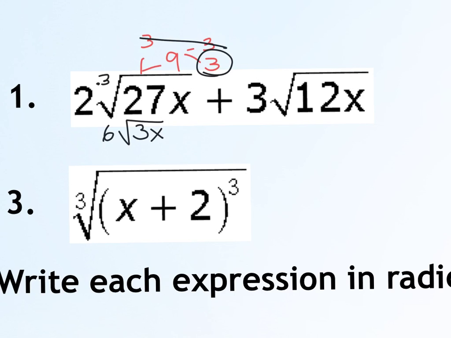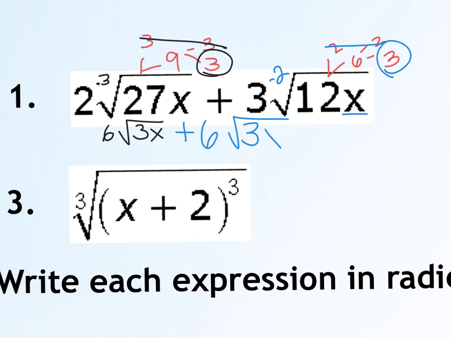Good so far? All right, then I have the 12. So the 12 can break down to 2 and 6, which is 2 and 3. And I have 2 2s. One's going to come to the outside with the 3. So on the outside is 3 times 2, which is 6. And then the square root, the 3 is left underneath, and the x is underneath. And I end up with 6 square root 3x plus 6 square root 3x.